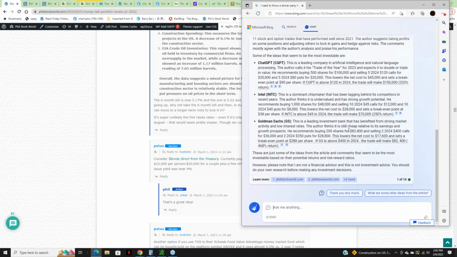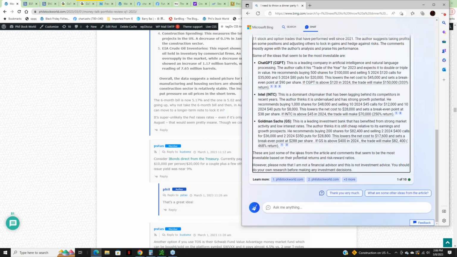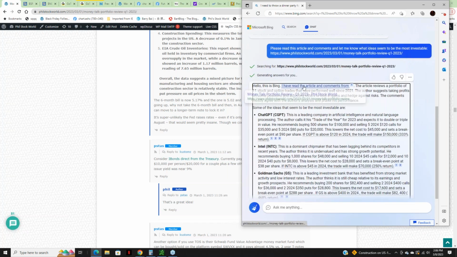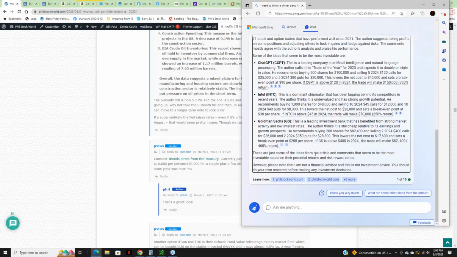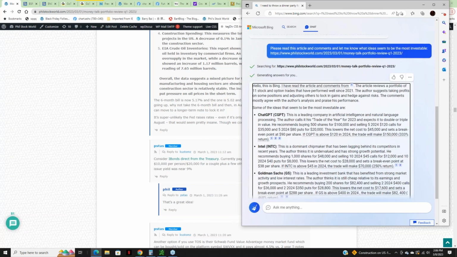He recommends buying 200 shares for $82,000, selling 2 calls for $36,000. I don't think 200 shares of Goldman Sachs are that much money. I'm not going to bother. It lowers the cost and sets a break even if GS. These are just some of the ideas. Are you sure you read the right freaking article? Money Talk Q1 2023. Oh, that is what it is. That is so weird. That's the weirdest one I've ever seen.